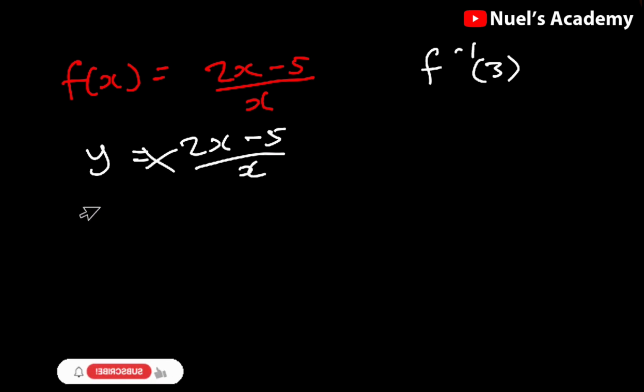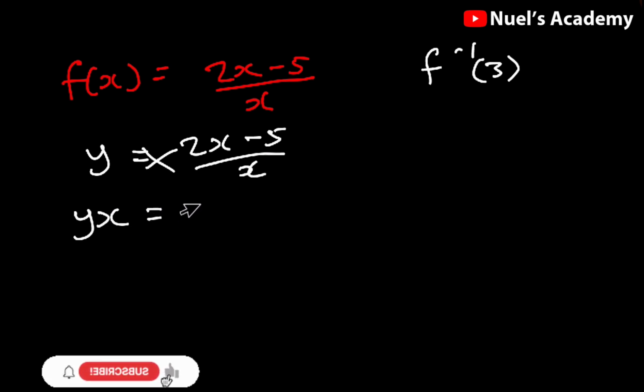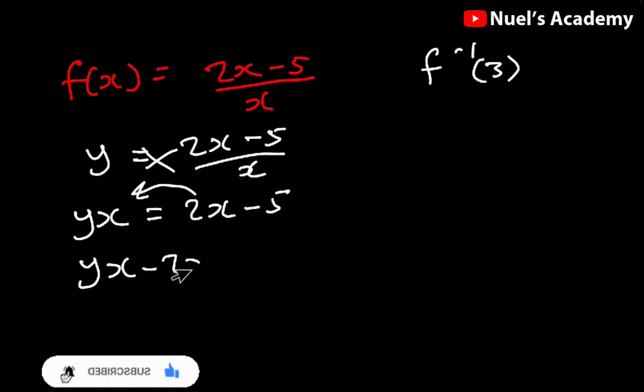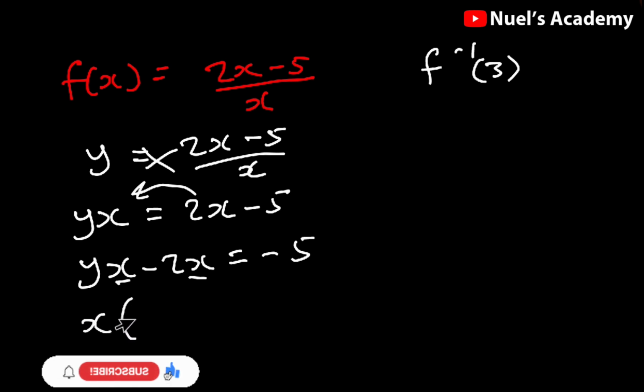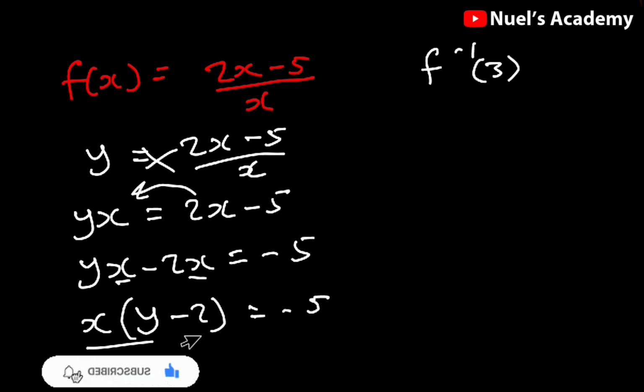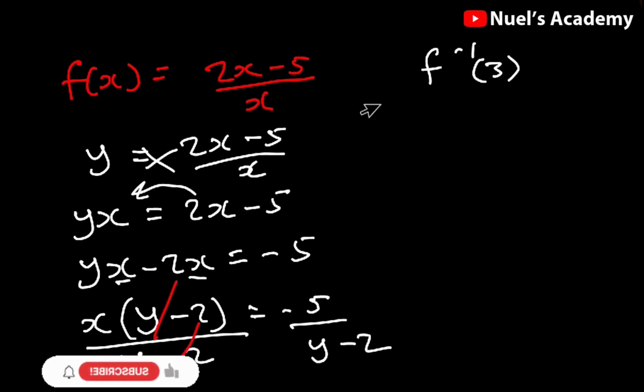Let's cross multiply. We have that yx is equal to 2x minus 5. Let's take this 2x to the left hand side. We have that yx minus 2x is equal to minus 5. Then let's factor out x from the left hand side. We are going to have x times y minus 2 equal to negative 5. Then let's divide both sides by y minus 2. This and this are going to cancel. We're going to have x is equal to minus 5 over y minus 2.